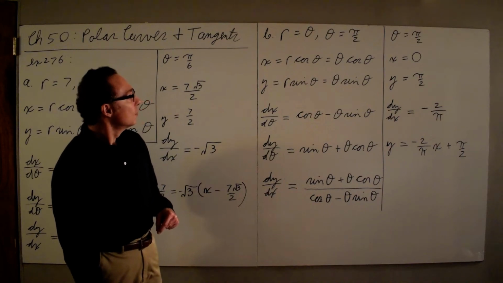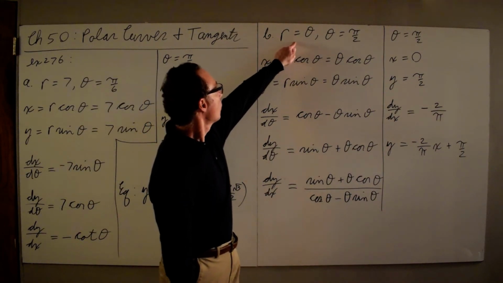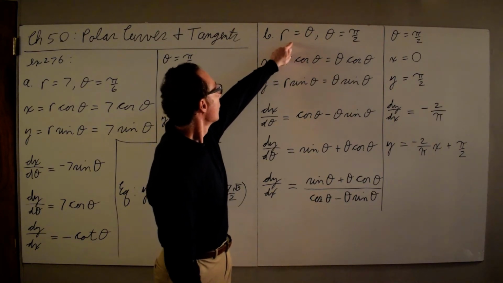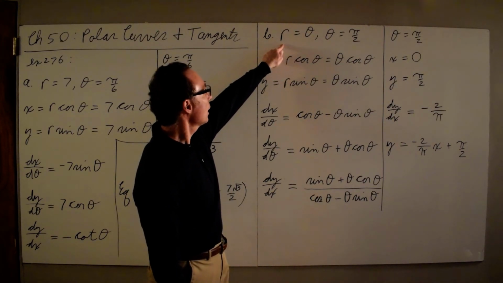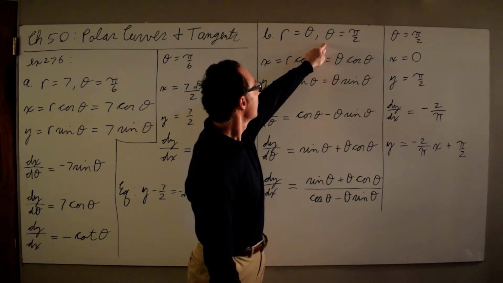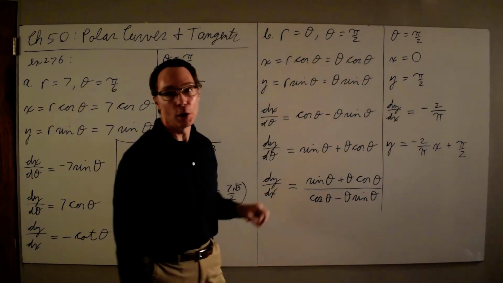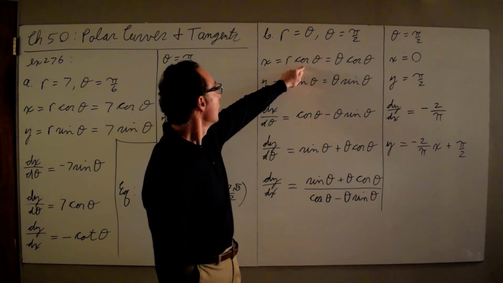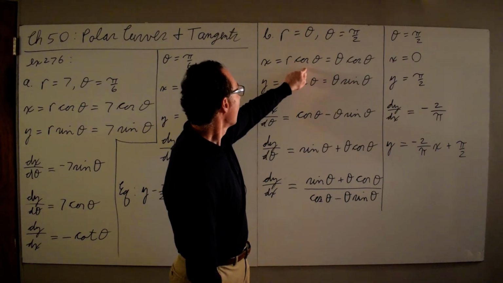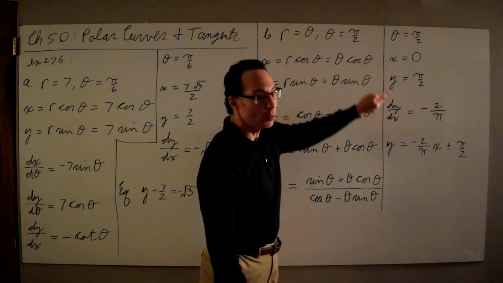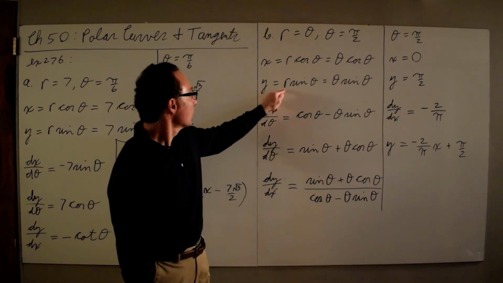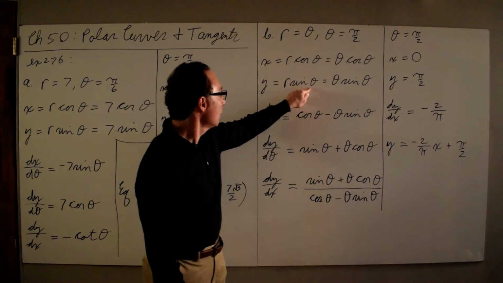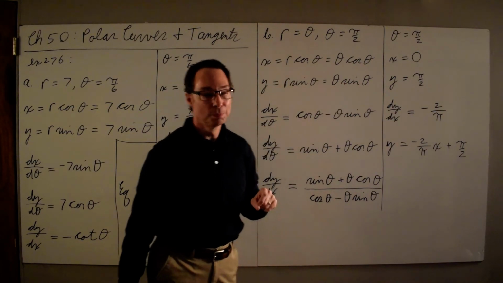For part B, r is equal to theta. So we graphed this in one of the previous videos, r equal to theta. And we want the equation of the tangent line when theta is equal to pi over 2. Remember, x is r cosine theta, and r is equal to theta. So r cosine theta is theta cosine theta. y is r sine theta, and r is equal to theta. So r sine theta is theta sine theta.